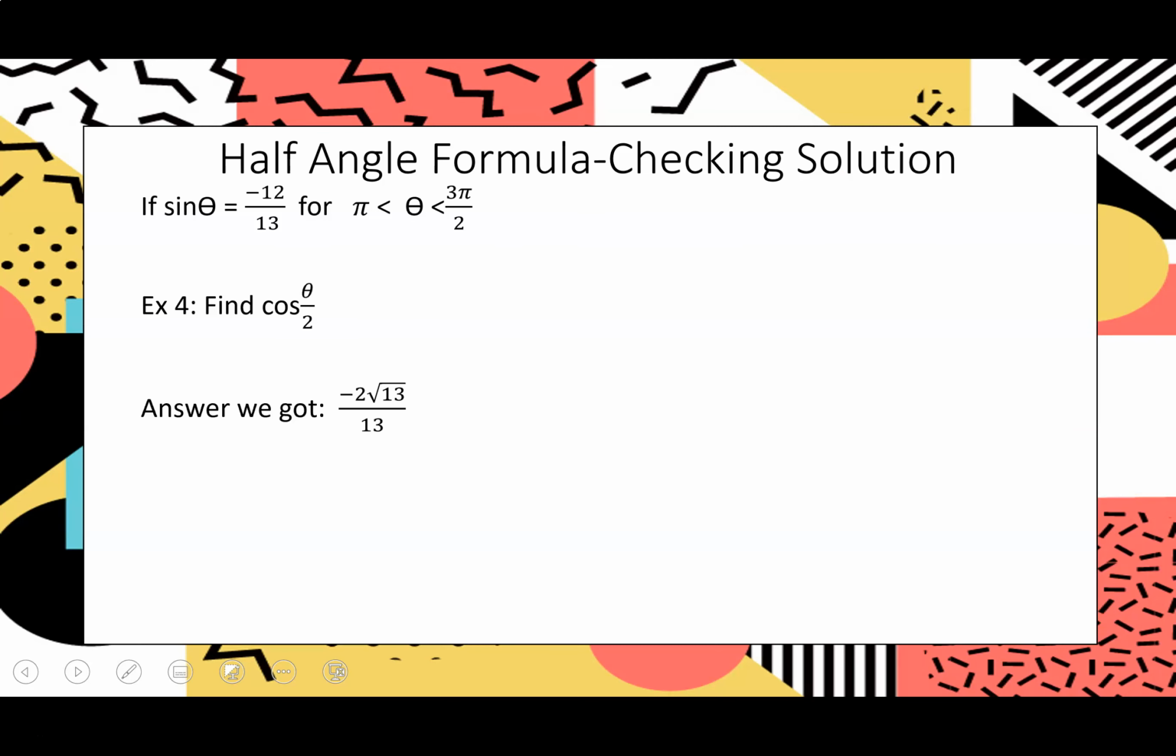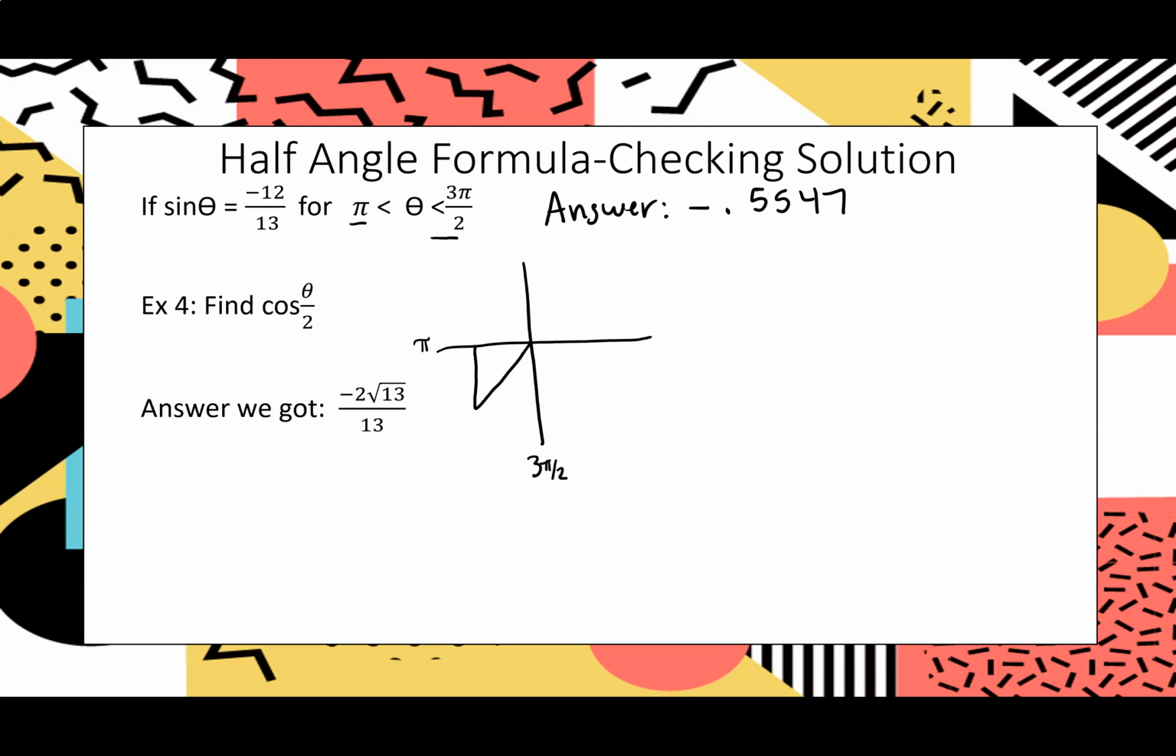All right, let's try another one. So here we got -2 root 13 over 13, and I put that in my calculator, and that answer is simply -0.5547. All right, so to do this problem, we have to draw our picture first. We are between pi and 3 pi over 2, so that is in our third quadrant. And our triangle looks like this. This is a -5, a -12, and a 13.